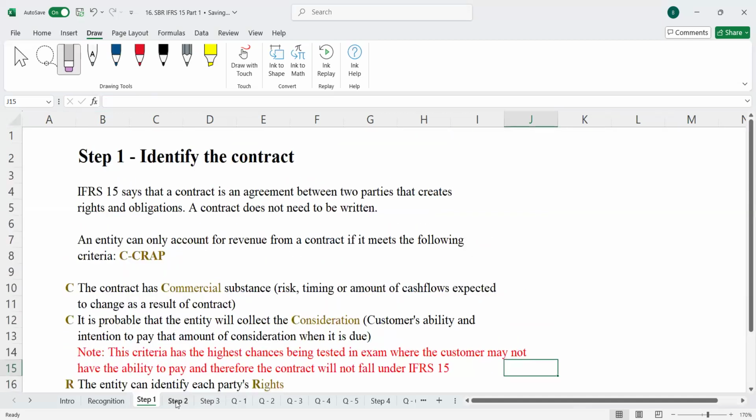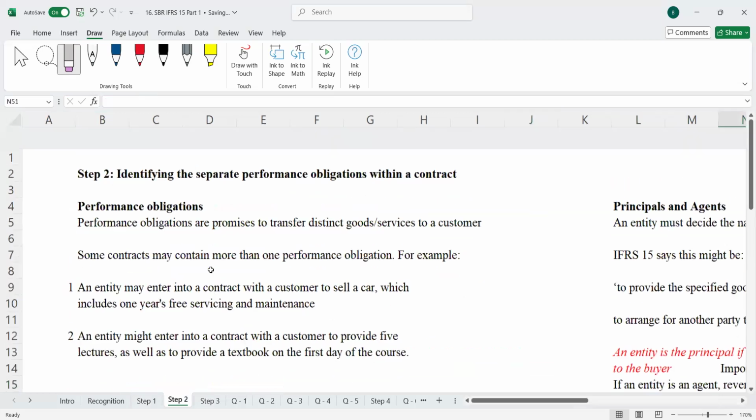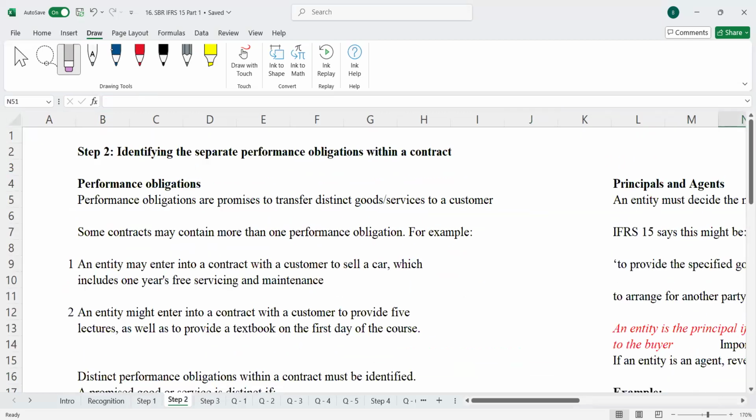Then step two is to identify the separate performance obligations within a contract. What do I mean by performance obligations? These are promises to transfer distinct goods or services to a customer. Distinct means separate. Some contracts may actually contain more than one performance obligation.